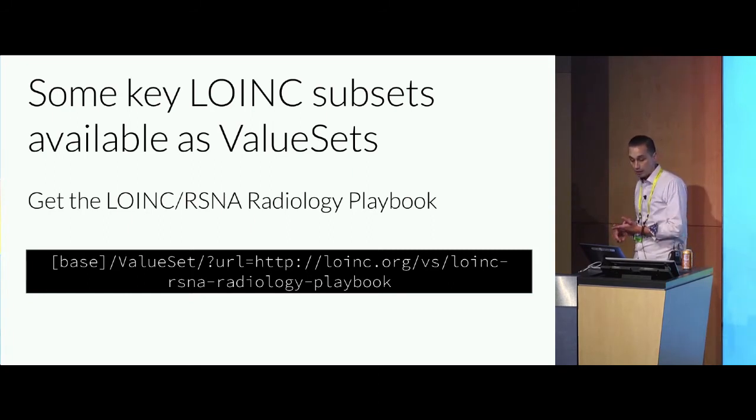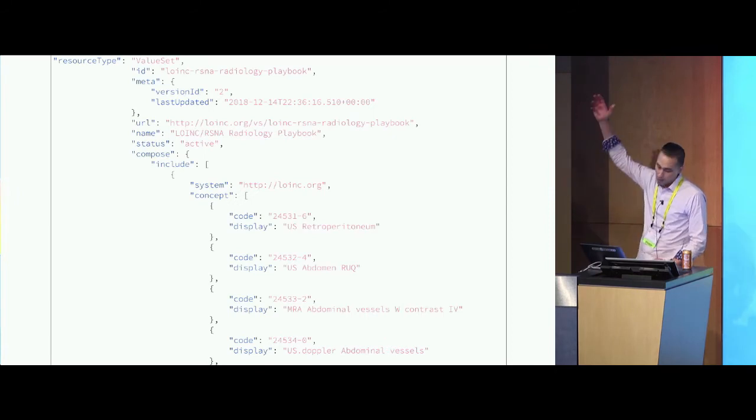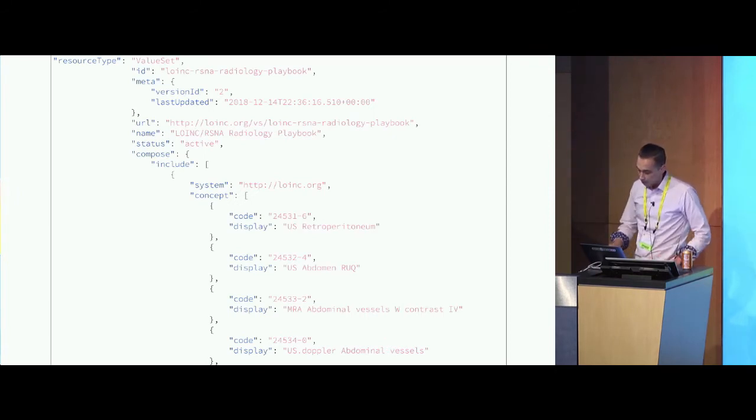You can get that value set by querying, if you know, for example, the URI that identifies that value set, and you'll get back the list of LOINC terms that make up that value set, or the value set definition.